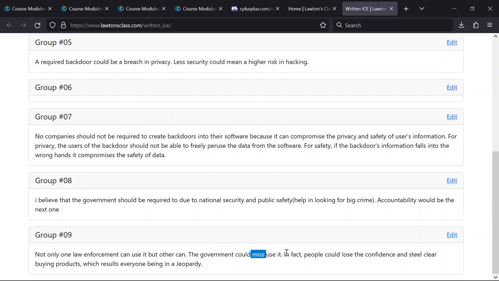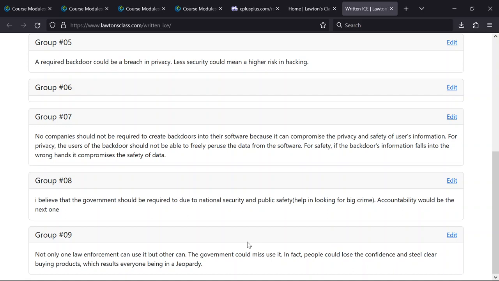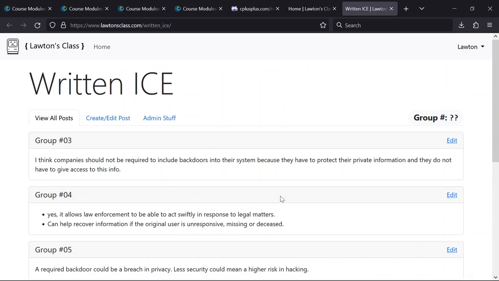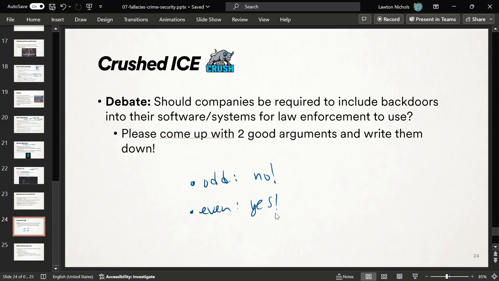The government could misuse it, as we have maybe seen if we looked into Snowden a little bit. Right? So, people could lose confidence. Great. Steer clear of buying products. A lot of people buy Apple products, for example, because they're big on privacy. That's the idea. That sometimes helps a company to say that they like privacy. All right, let's look at the even groups.